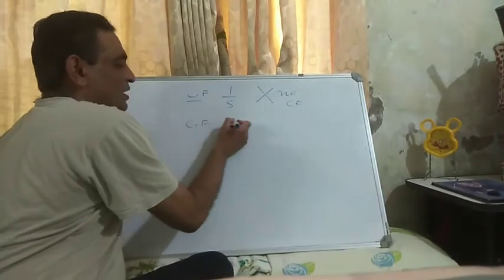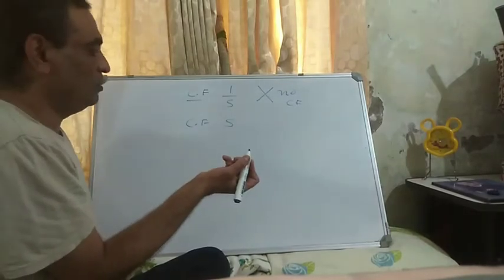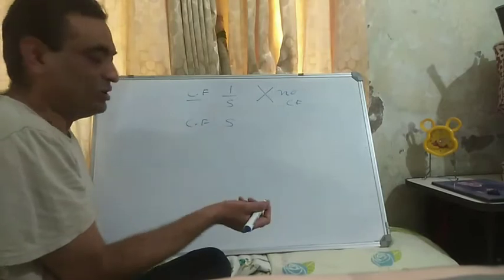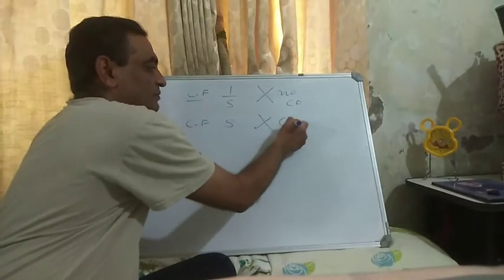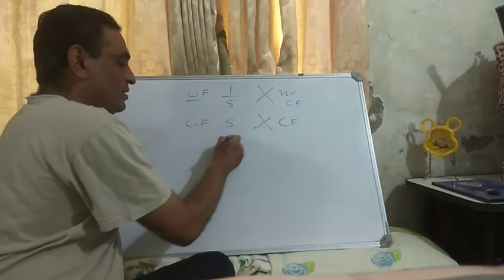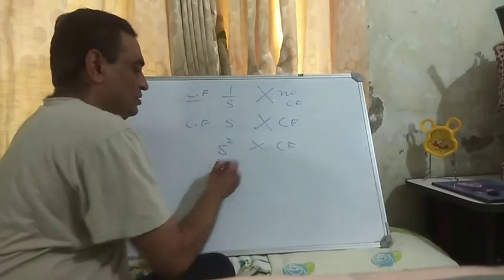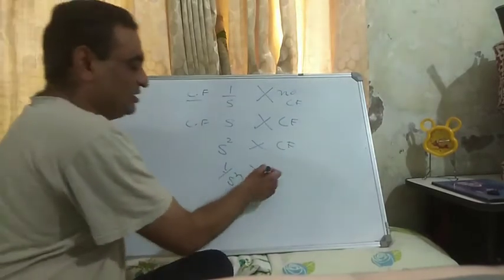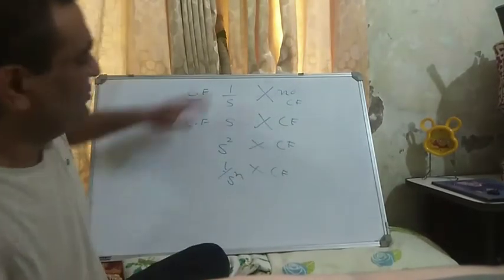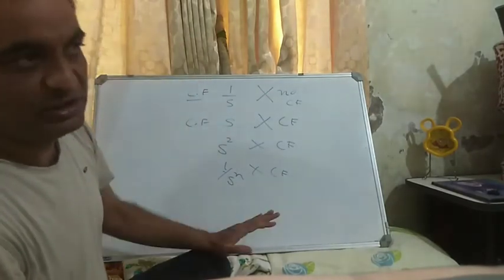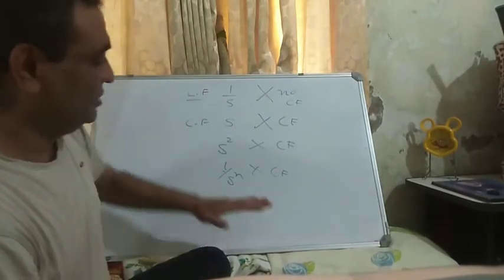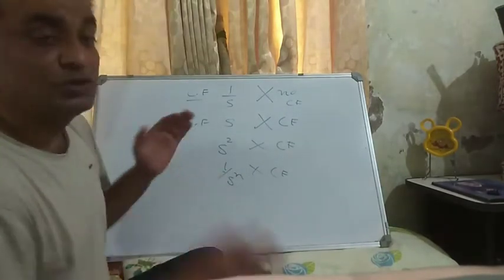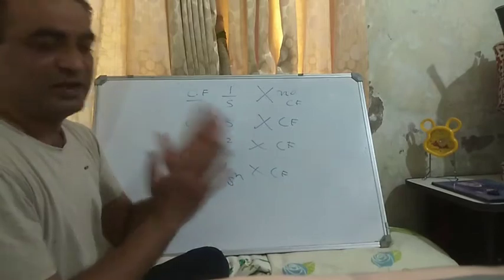Corner frequency for s: let's say there is a zero in the numerator, that is, a zero at the origin, then also there is no corner frequency. Let's say s squared, no corner frequency. Let's say 1 by s raised to n, so there are n poles at the origin, then there is no corner frequency. So for a pole at the origin or a zero at the origin, there is no corner frequency. There is no corner frequency for the gain term k also.